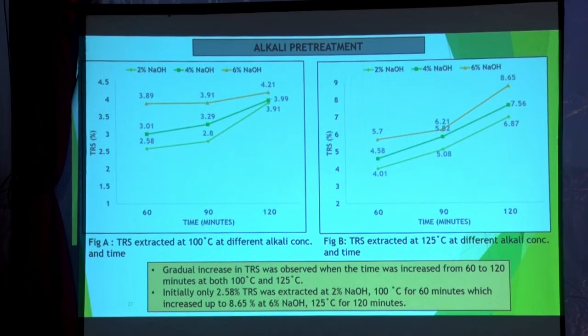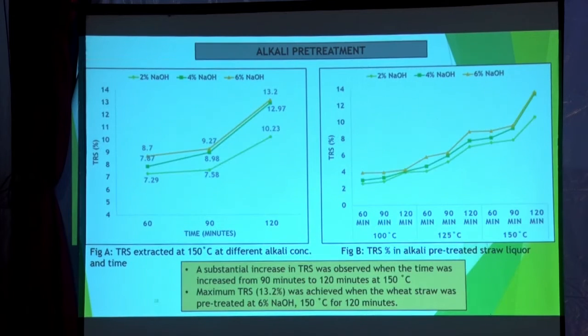Now these are the results of the TRS estimation in alkali pre-treated wheat straw liquor. Here we can see that a gradual increase in TRS was observed when the time of the reaction was increased from 60 to 120 minutes at both 100 and 125 degrees Celsius. From the figure, it can be observed that initially only 2.58% TRS was extracted at 2% NaOH, 100 degrees Celsius for 60 minutes, which increased up to 8.65% at 6% NaOH, temperature 125 degrees Celsius for 120 minutes.